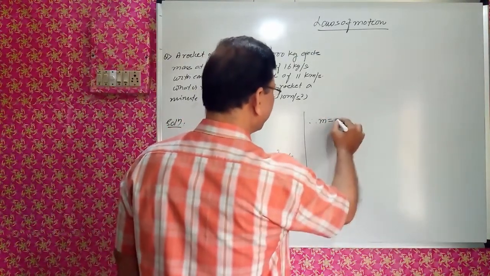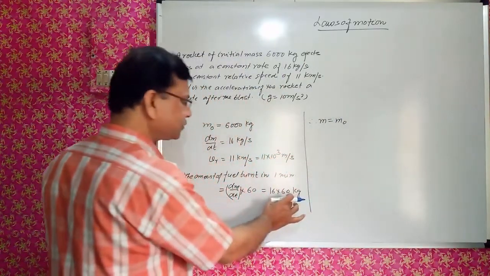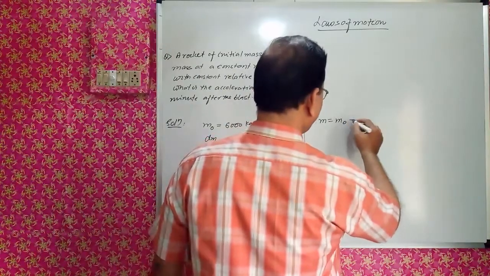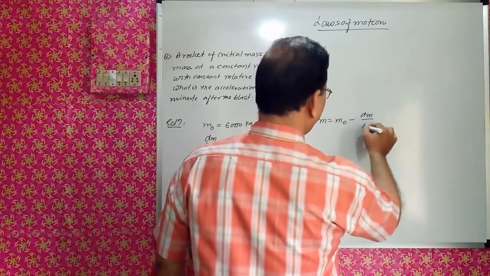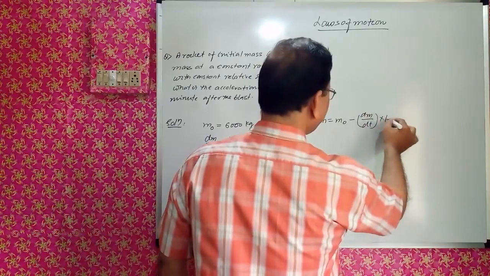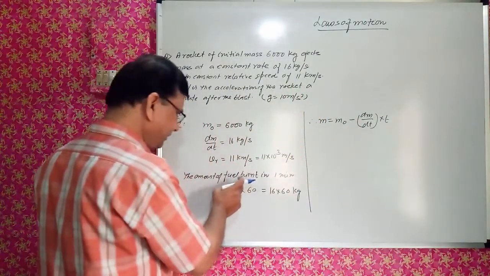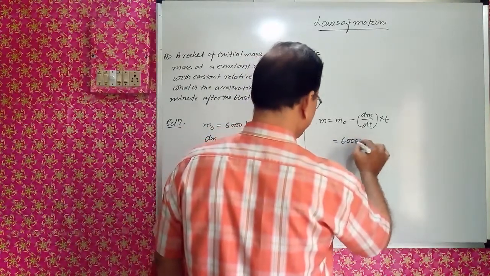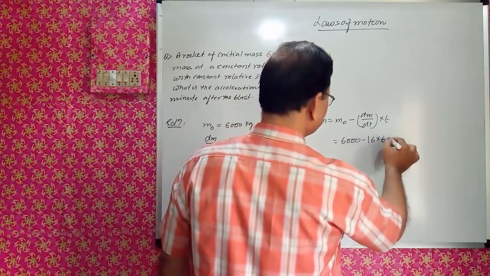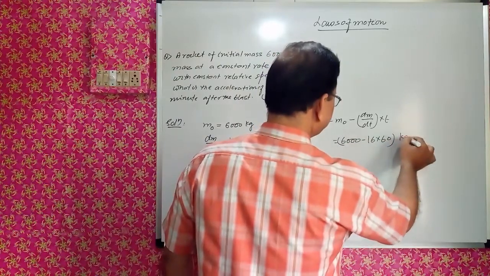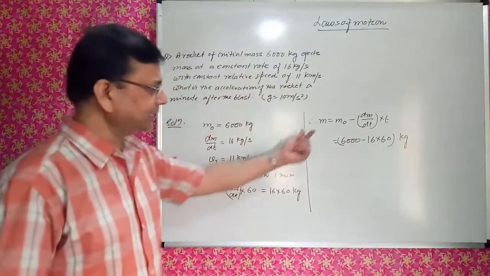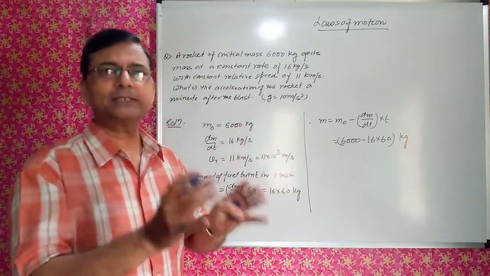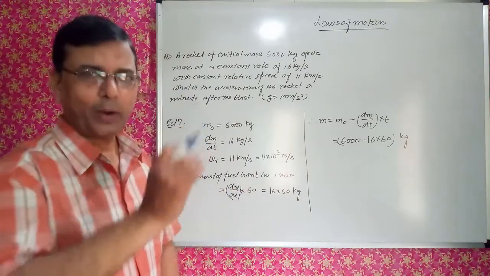Therefore, m is equal to what? m0 minus this quantity, isn't it? The formula is m equal to m0 minus dm upon dt into t, and this quantity dm upon dt into t is this. Therefore, this is 6000 minus 16 into 60 kg. This is m, because this is the mass of the system after 1 minute.